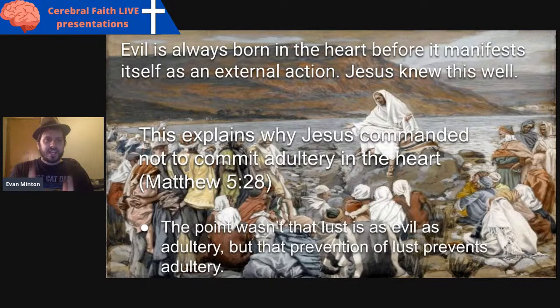No, it's saying, hey, if you have the heart of an adulterer, then you are way more likely to become an adulterer. You've committed adultery in the heart. And because you've committed adultery in the heart, it's going to be a lot easier for you to commit adultery in the bedroom.